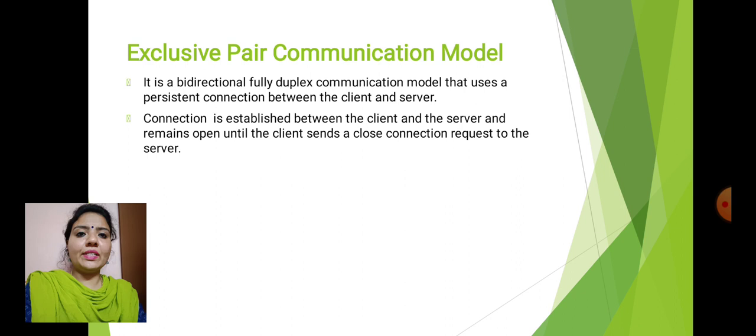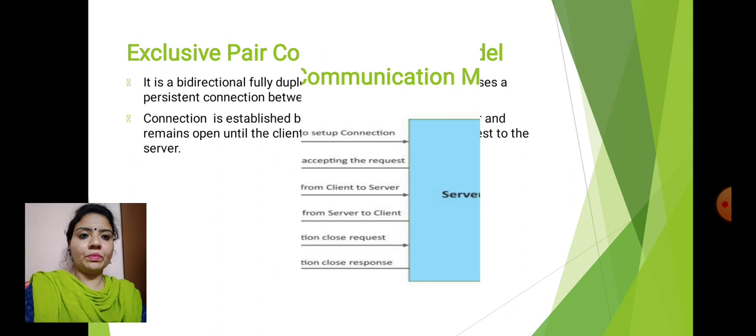The next model is the exclusive pair communication model. It is a bi-directional, full duplex communication model. Here there will be a persistent connection between the client and the server. The client will request a connection to the server and the server will respond back to the client, and the connection will be established. This connection will remain open until the client requests the server to close the connection.